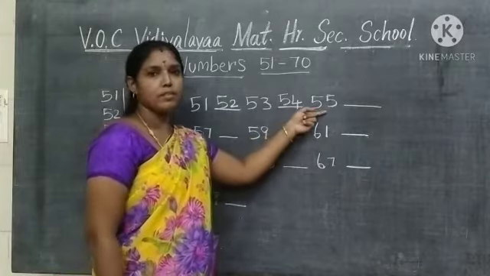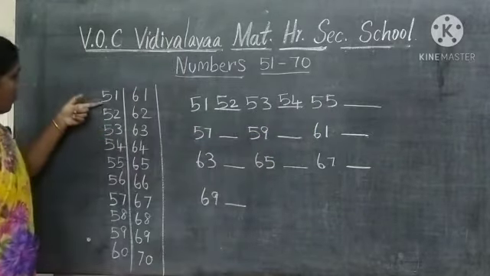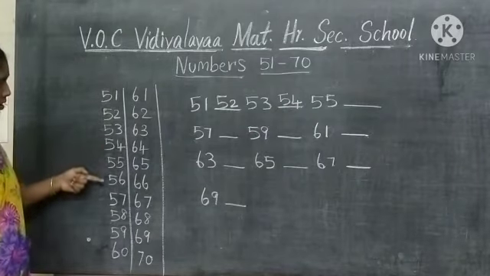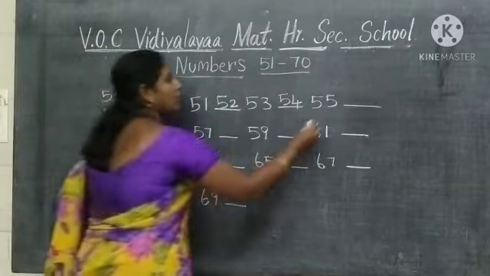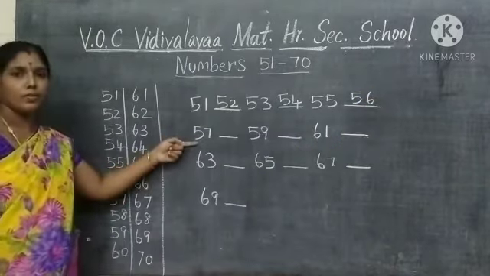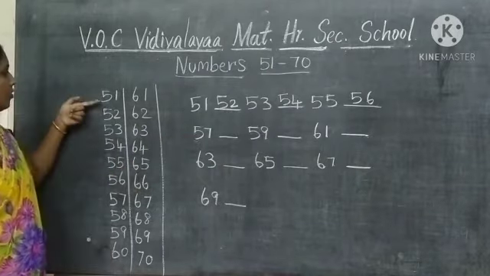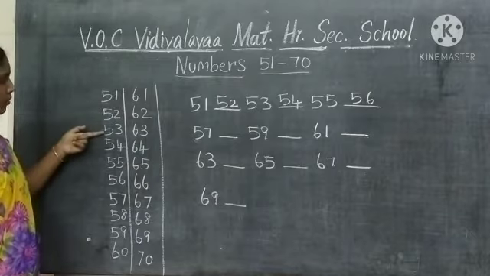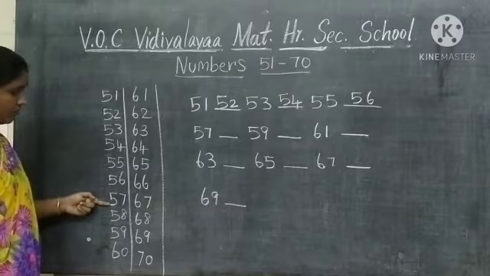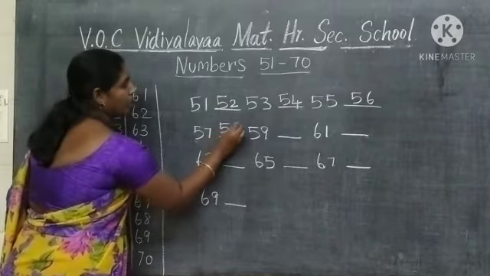Next, what number is this? 55. So, 51, 52, 53, 54, 55, 56. So, 56. What number is this? 57. So, 51, 52, 53, 54, 55, 56, 57, 58. Here, we have to write 58.